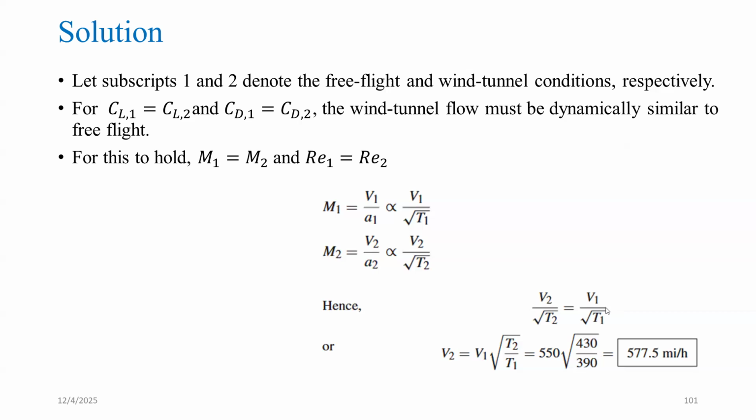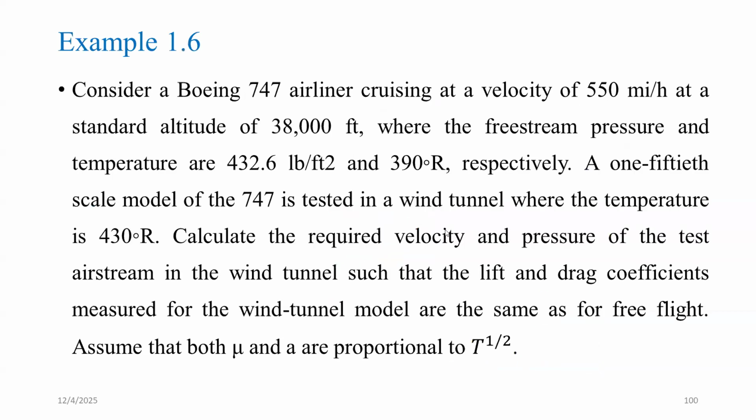So these temperatures and velocities are already given. V2 is required. So V2 is equal to V1 times radical of T2 over T1. So 430 over 390, and velocity 550 is given. The 550 miles per hour is given.